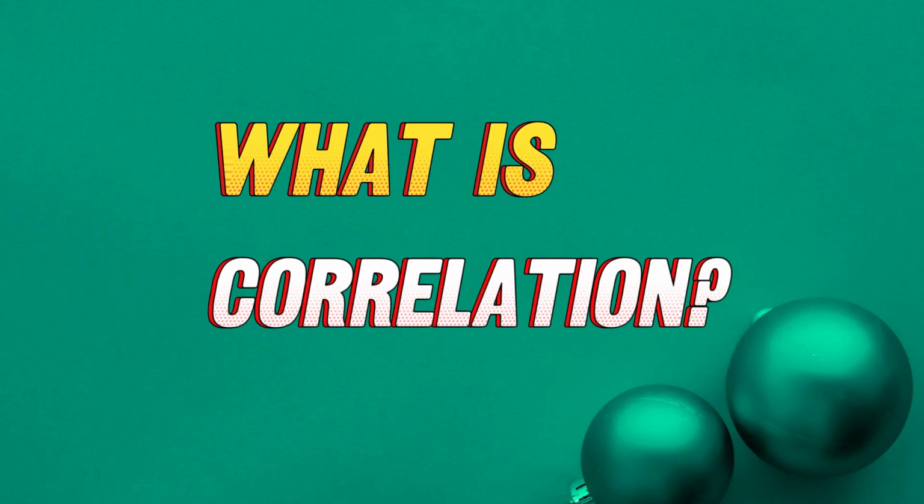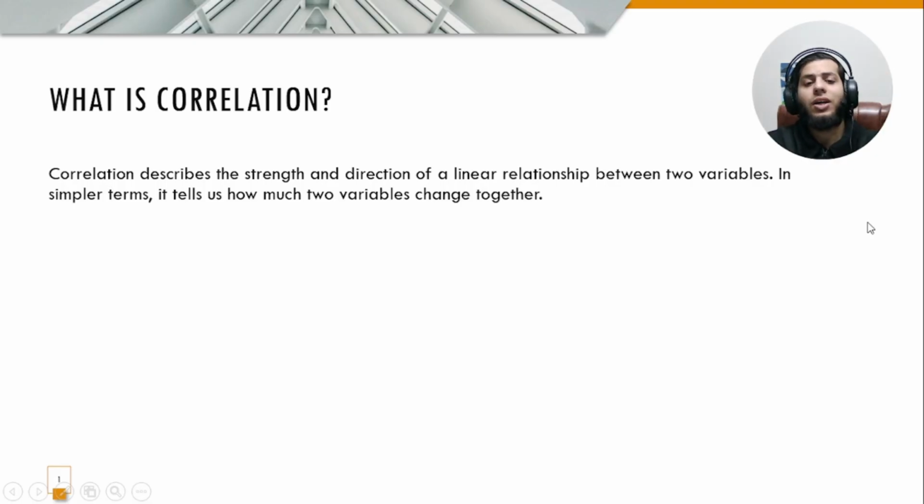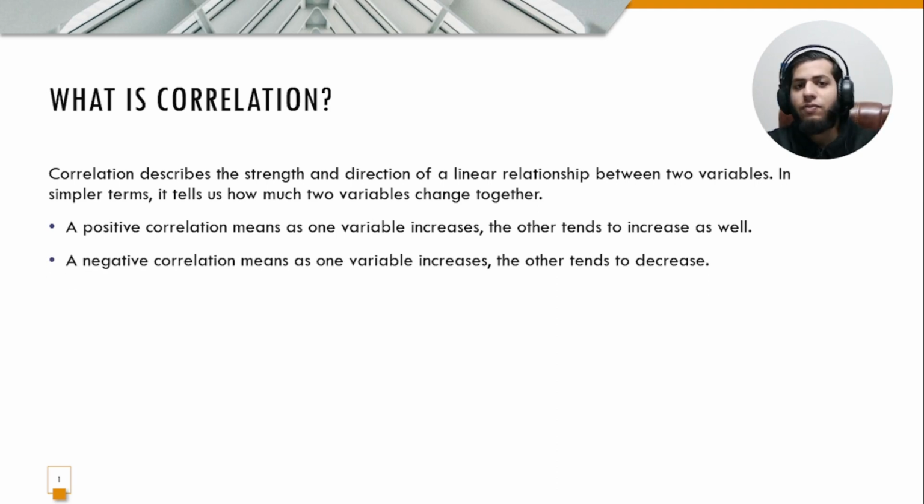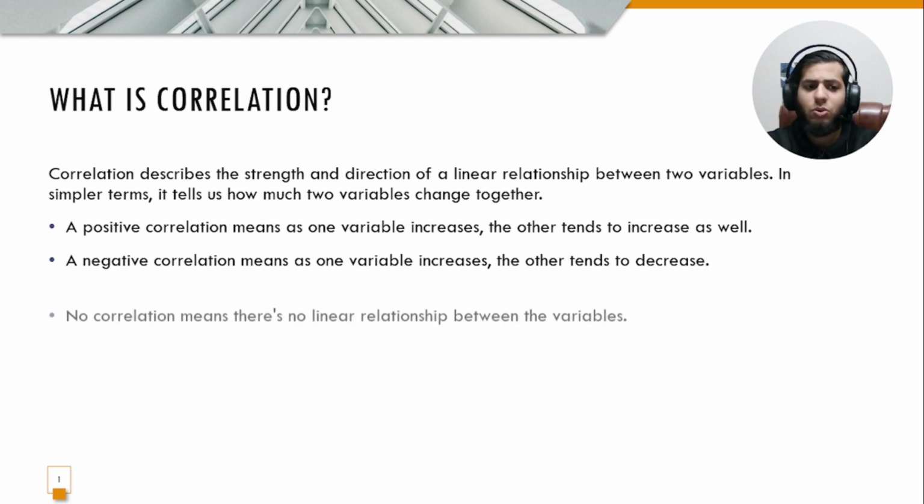So, what is correlation? Correlation describes the strength and direction of a linear relationship between two variables. In simpler terms, it tells us how much two variables change together. A positive correlation means as one variable increases, the other one tends to increase as well. A negative correlation means as one variable increases, the other tends to decrease. It's simple and easy, right?